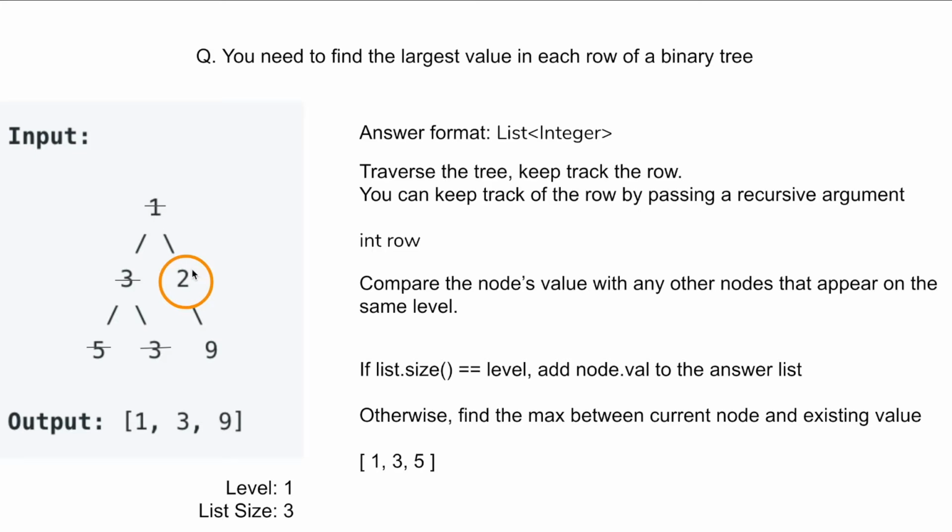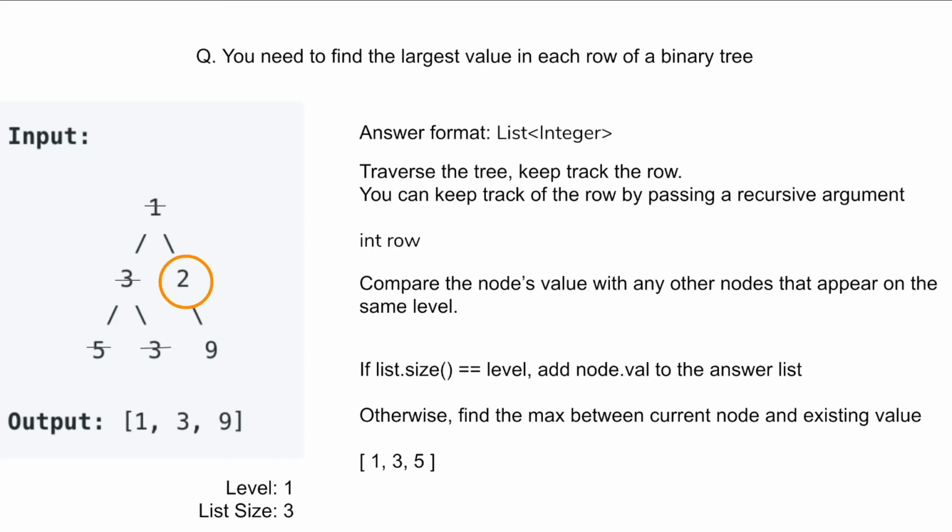So now we have 2. So we say, the list size is definitely not 1. So what we want to do is see what value we have for the index of 1, and is the node that we're on larger than that value? Well, in this case, we're going to be comparing 3 with 2. 3 is the number that we currently have. 2 is the number that we have in our node. And we see that 3 is larger.